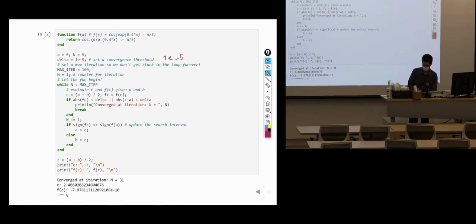But I'm saying that delta is 1e negative 9, so the final value of the function is less than that. And that's supposedly good enough for us in this case.